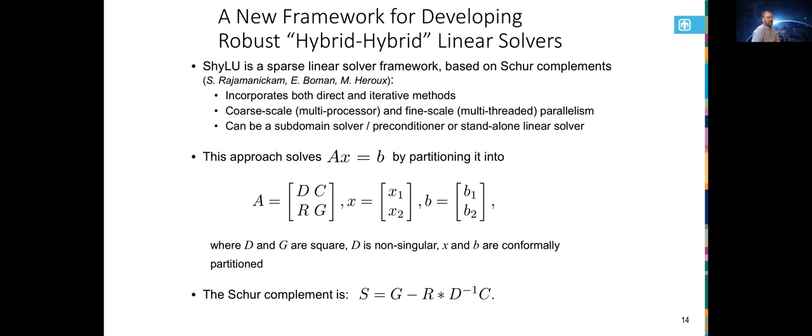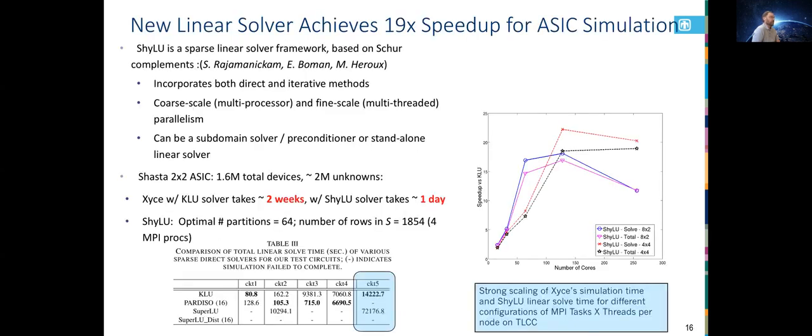The other way in which this is a hybrid solver is that it incorporates both coarse-grained parallelism, which is the message passing style parallelism we've always done, and also fine scale multi-threaded parallelism. So for that circuit that I just mentioned a couple slides back, which failed using the BTF preconditioner, it actually runs reasonably well with the Shilu preconditioner.